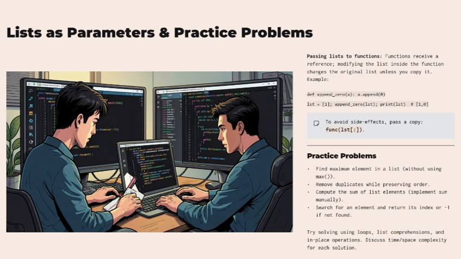Now let's discuss some practice questions. You guys have to do it by yourself. I will just give you the idea of how to do it. I'll tell you one question, then you do it, then we'll continue like this. Number one: find the maximum element in a list without using max. Here you have to compare elements one by one using a loop.